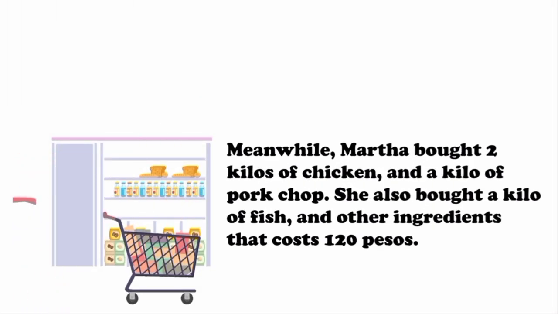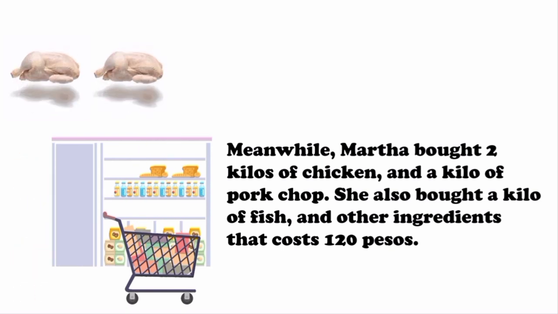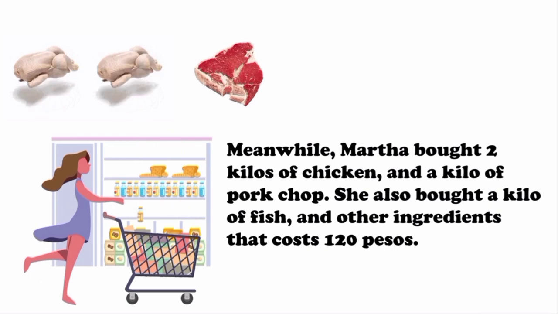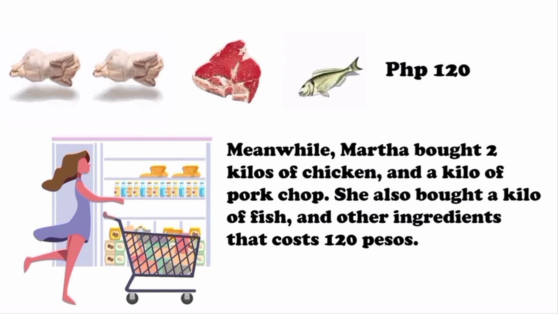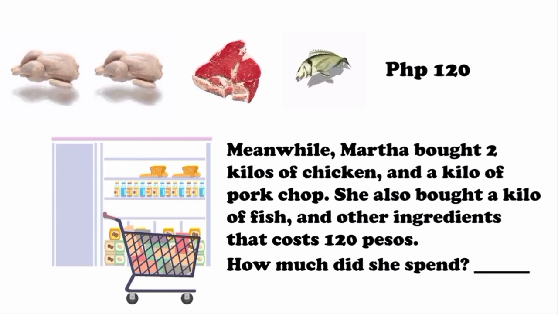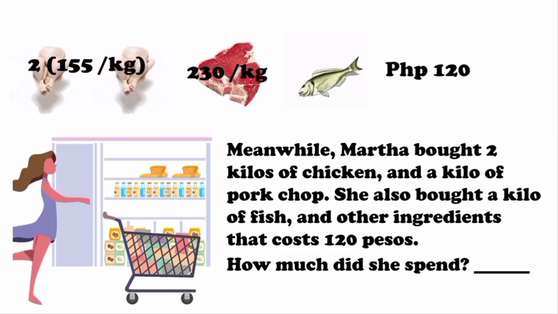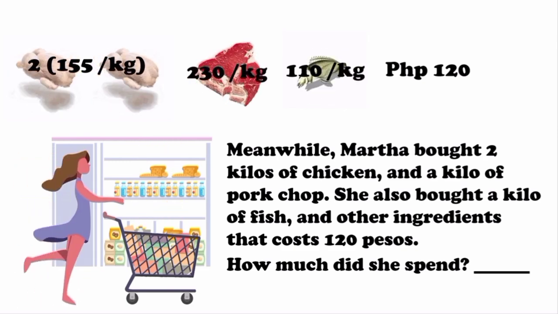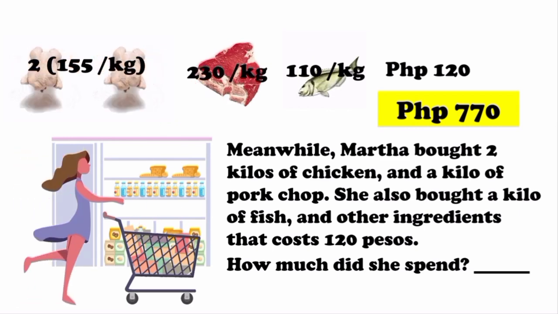Meanwhile, here is Mother Martha. Mother Martha bought 2 kilos of chicken and a kilo of pork chop. She also bought 1 kilo of fish and other ingredients that cost 150 pesos. How much did she spend? Now let's give the value of chicken, value for pork, and the value for fish. Now let's all add them together. We have a total of 770 pesos.